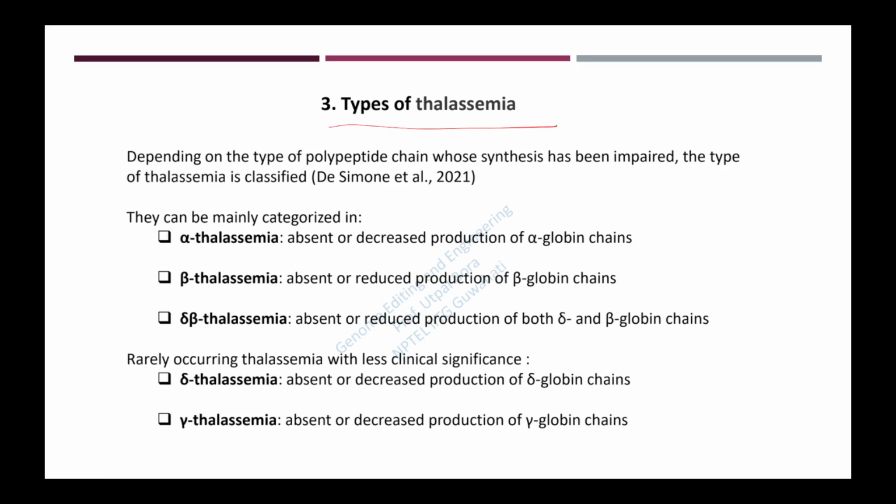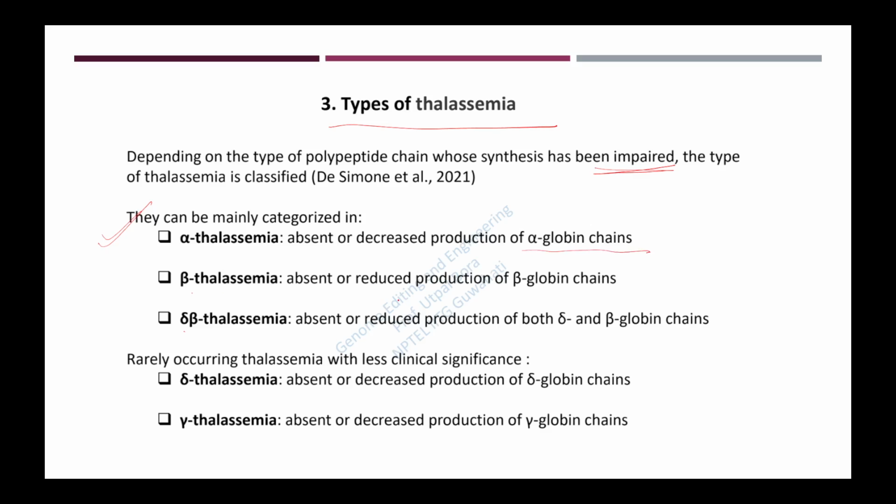Depending on the type of polypeptide chain whose synthesis has been impaired, the type of thalassemia is classified. The main categories of thalassemia are alpha thalassemia, beta thalassemia, and delta beta thalassemia. Alpha thalassemia is the case with absent or decreased production of the alpha globin chain.